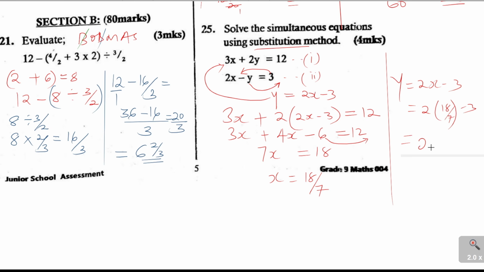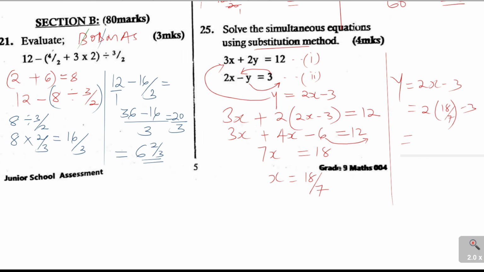So this will be 2 multiplied by 18, you get 36 divided by 7. Then you subtract 3.